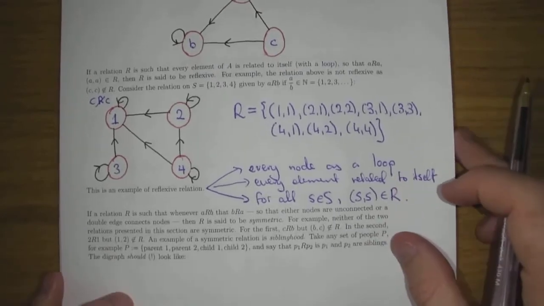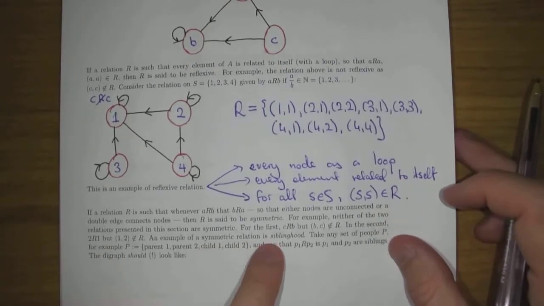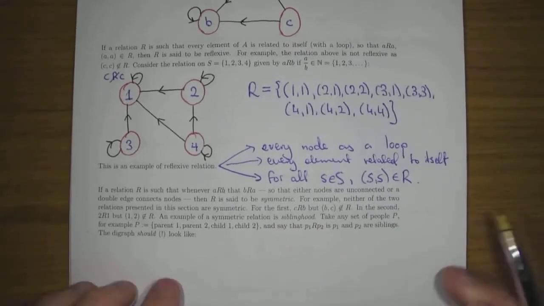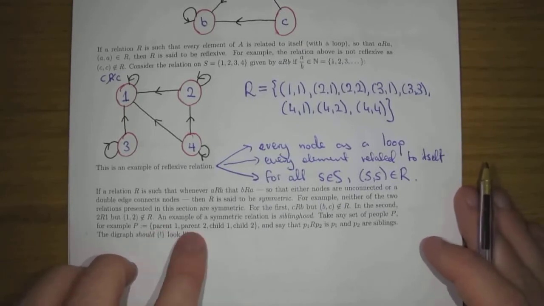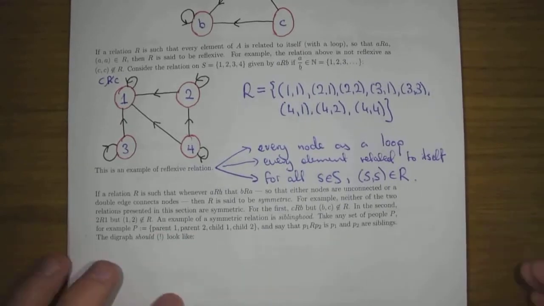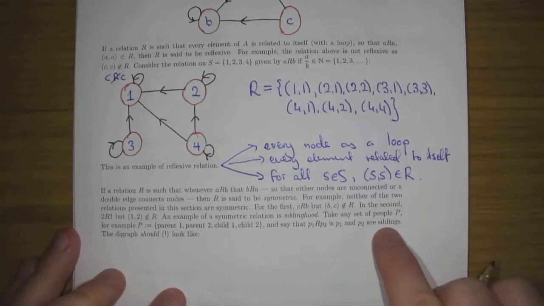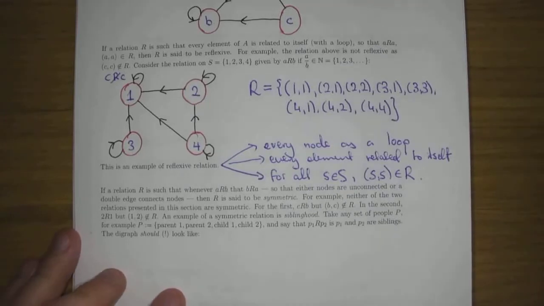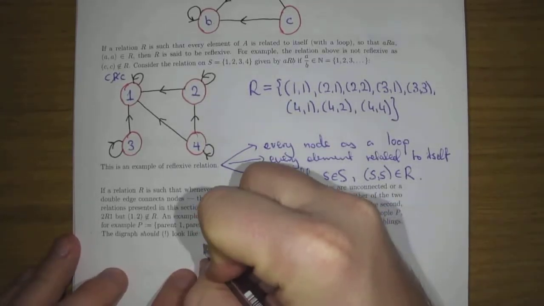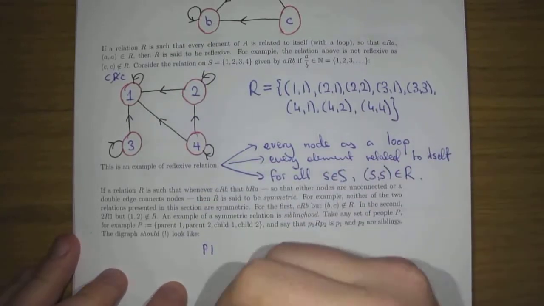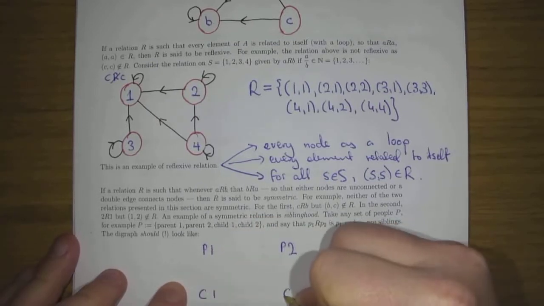So an example of a symmetric relation is siblinghood. So people with the same parents or whatever. So take any set of people P. For example, we're going to take a set: parent 1, parent 2, child 1, child 2, and say that two people are related if they are siblings. So if they're brothers or if they're sisters or whatever. So the digraph should look something like parent 1, I'm just going to write P1 for parent 1, parent 2, and then child 1 and child 2.